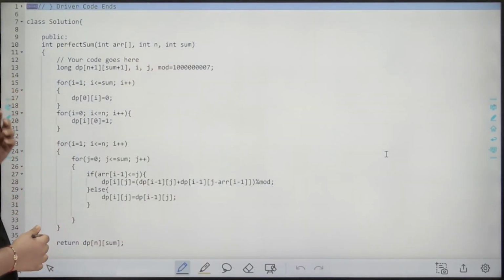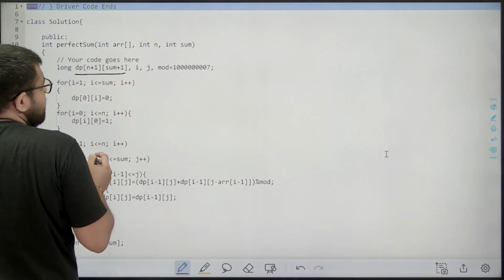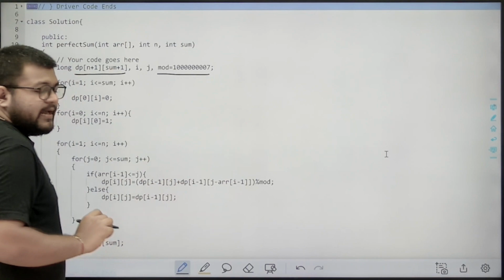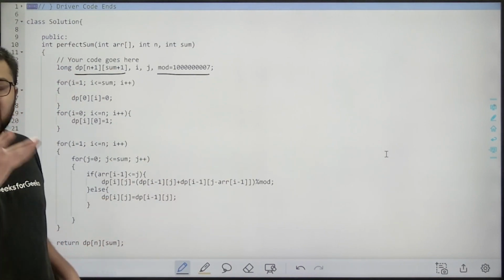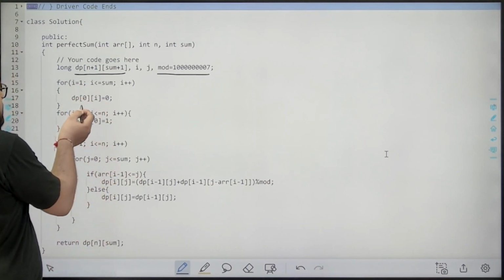So if we look at the actual implementation, I have taken one dp table of size n plus 1 cross sum plus 1, and I have taken mod value 10 to the power 9 plus 7 because we were told that the answer can be very large. So output modulo 10 to the power 9 plus 7. So I have initialized the base cases.